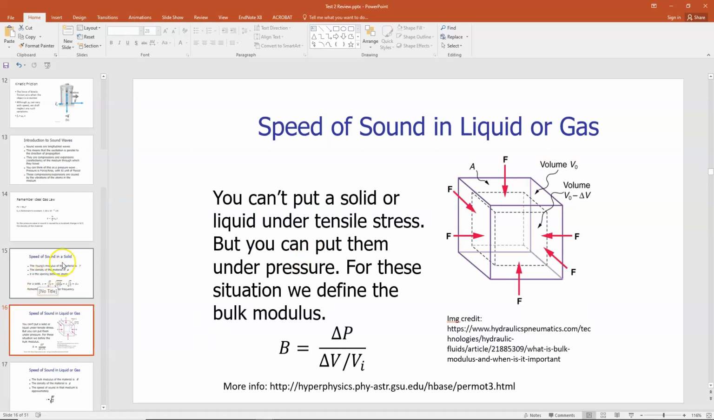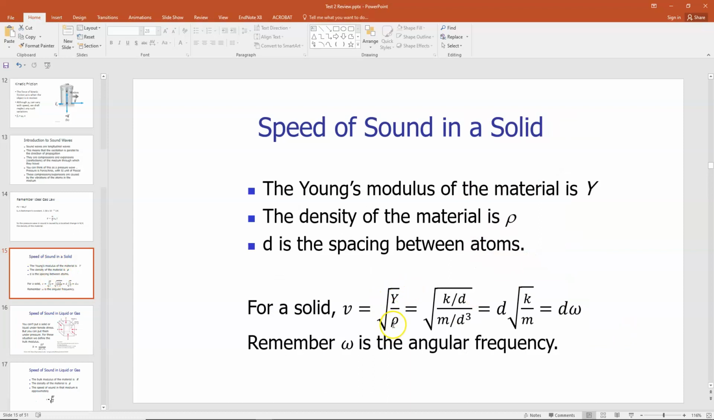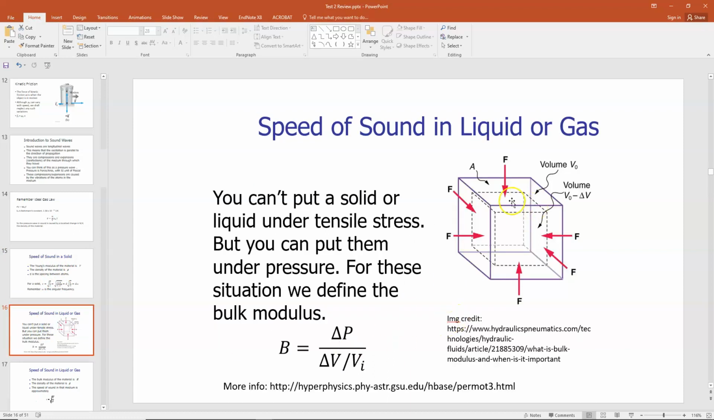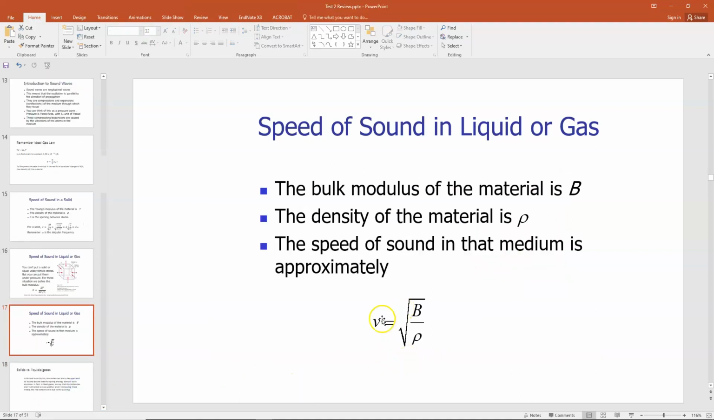Okay, now remember that your speed of sound is proportional to the square root of your elastic property divided by your inertial property, which is your Young's modulus divided by your density. In a liquid or a gas, though, you can't pull on a liquid or a gas, but you can put them under a pressure, a bulk pressure. So we use, instead of the elastic modulus, the bulk modulus. The bulk modulus is defined here. It's equal to the change in pressure divided by the change in volume divided by the initial volume, okay? So you can write the speed of sound in a liquid or gas this way, too. V is equal to the square root of B over rho, the bulk modulus divided by the density.